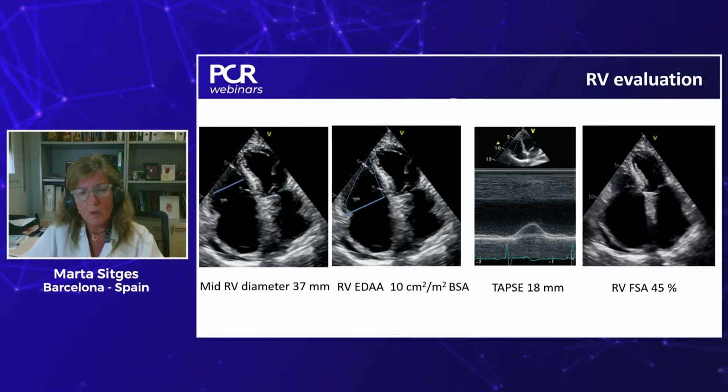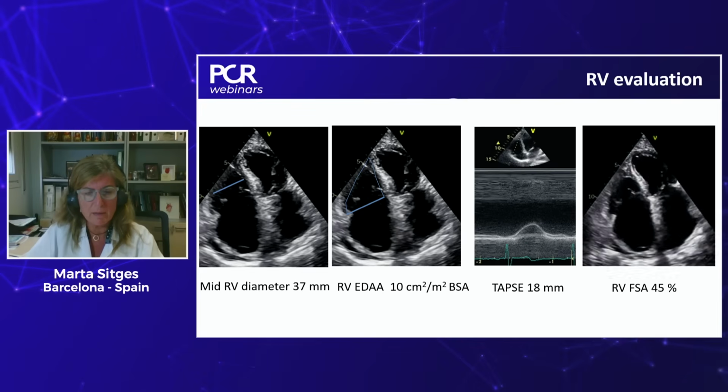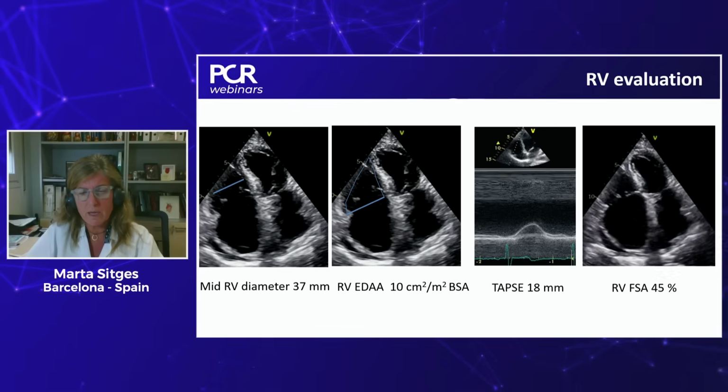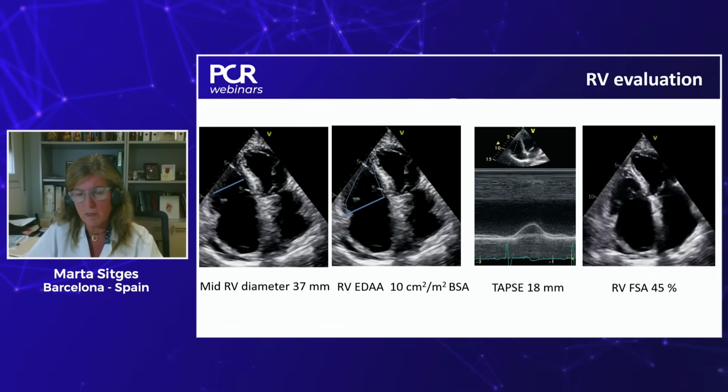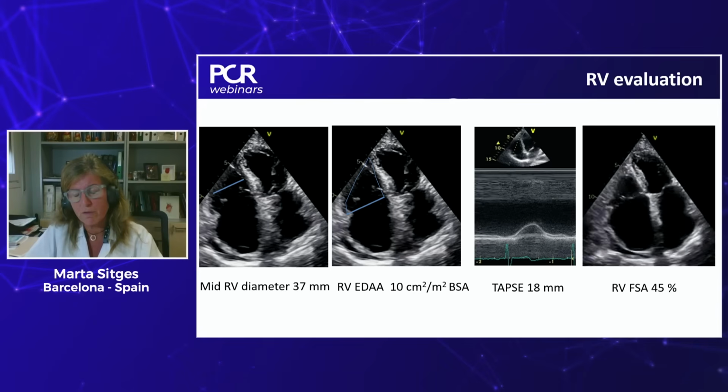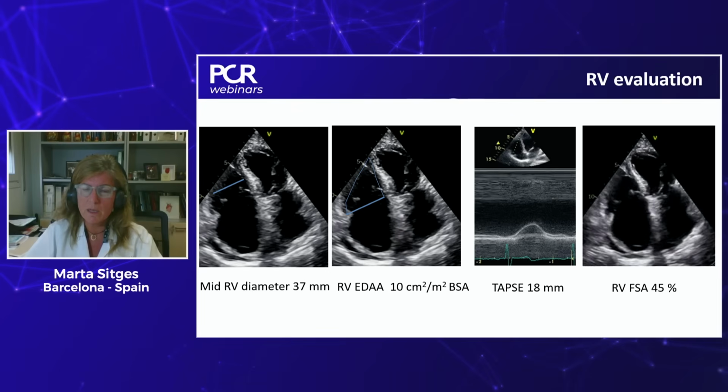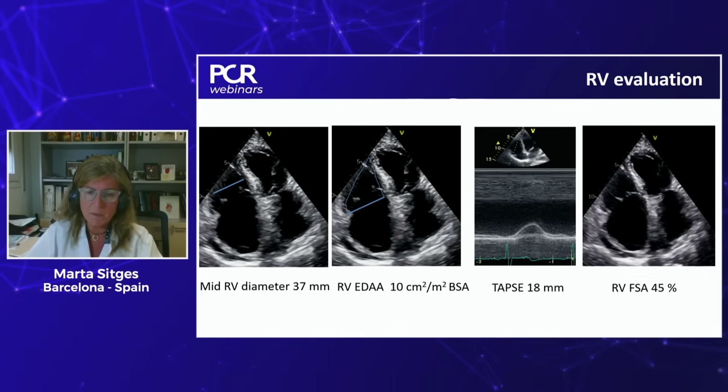These are also the measurements of the size of the right ventricle, mild dilatation of the right ventricle. As you can see here, the mid-right ventricular diameter in the four-chamber view is 37 millimeters. The area is 10 centimeters squared, indexed by square meter of body surface area of this lady. The right ventricular function is preserved with a fractional area change of 45% and a TAPSE of 18 millimeters, as you can see here.